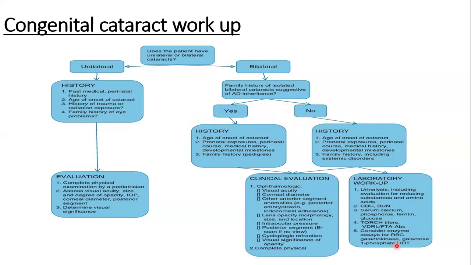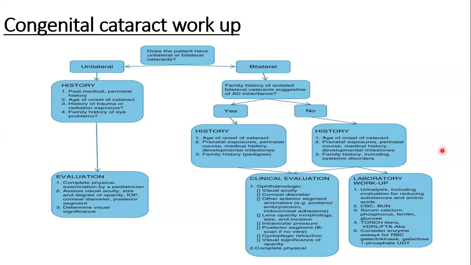The lab workup usually will involve urinalysis, especially the reducing substances and amino acids, serum calcium, phosphorus, ferritin, glucose, TORCH titers, of course. And for galactosemia, the galactokinase and galactose-1-phosphate uridyl transferase enzyme. So that is the general congenital cataract workup.